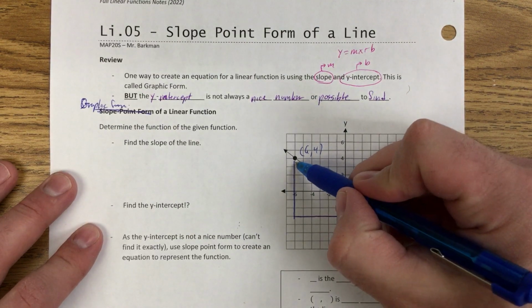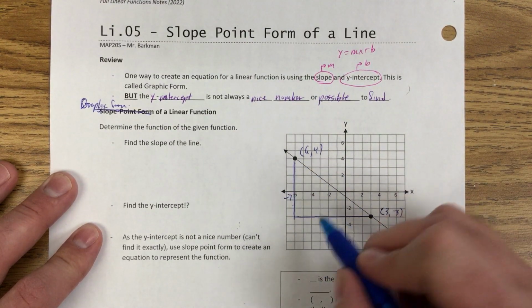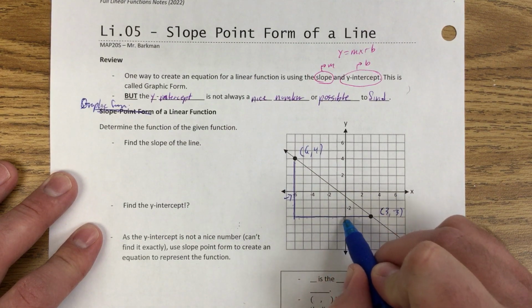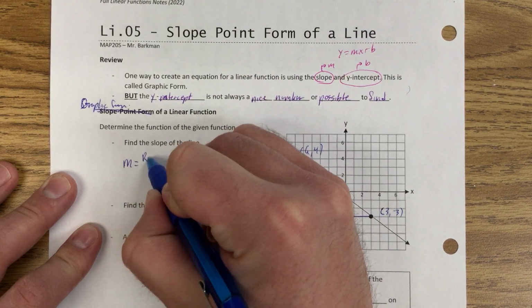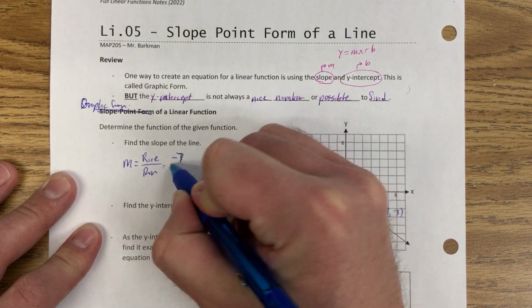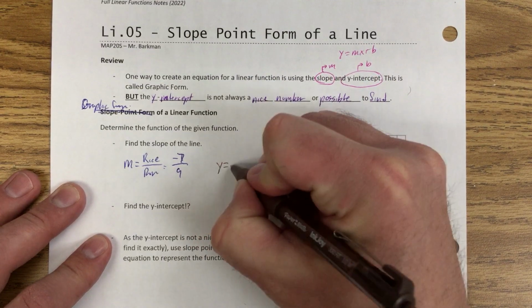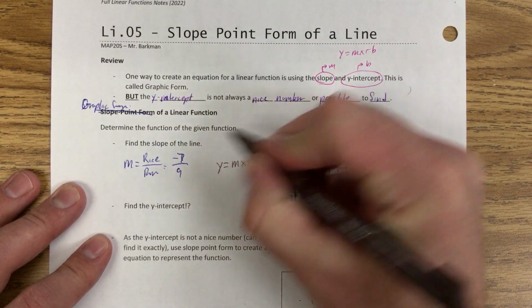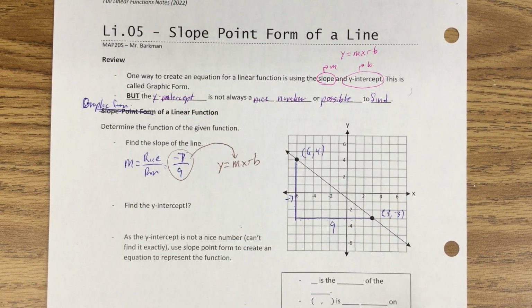We have a rise of 1, 2, 3, 4, 5, 6, 7, so negative 7, and a run of 1, 2, 3, 4, 5, 6, 7, 8, 9, of 9. So we have a slope, again, rise over run, negative 7 over 9. We have our slope. That's really nice, right? When we're dealing with our equation y equals mx plus b, our slope would slide right into m there.